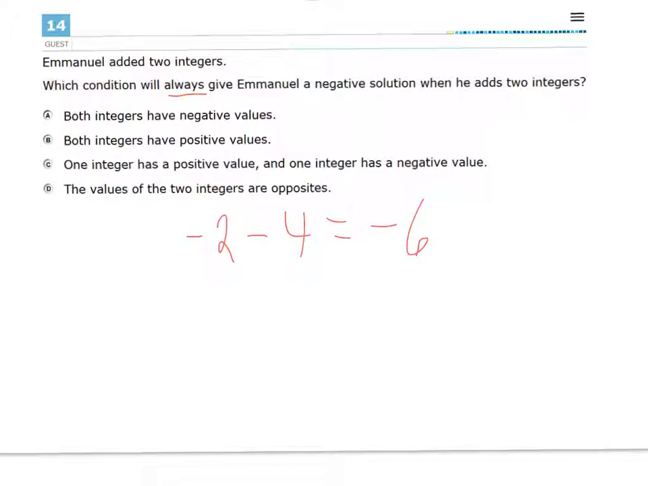Now, for letter B, both integers are positive. Remember, it's saying that it would give a negative solution. So if I have a positive 2 and a positive 4, that gives me a positive 6. So then that statement would not be true.